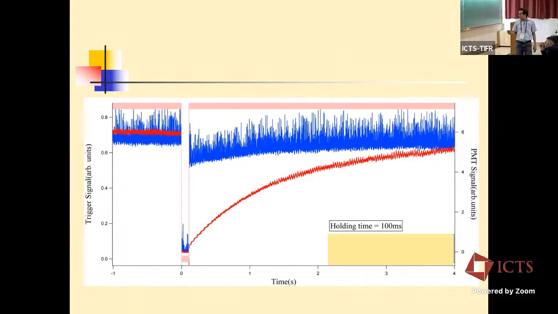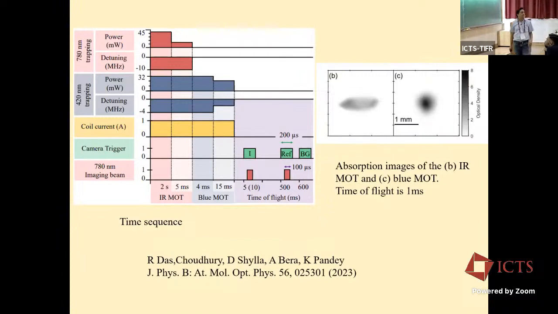We did all these measurements because we didn't have a camera at that time. So once we got the camera, we started doing proper measurements. And here is our figure of the blue MOT. This is the blue MOT, and this is the red MOT after a time of flight of 1 millisecond. So it looks really dense and cold.